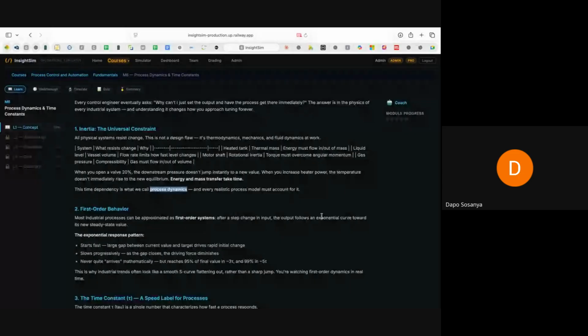The technician knows how it works. The engineer knows why it works. And every realistic process model must account for it. Right? So that's why we don't bother the technicians with calculations, with modeling. It is the engineer we stress, and we say, you need to understand the modeling. You need to understand the calculations behind it.